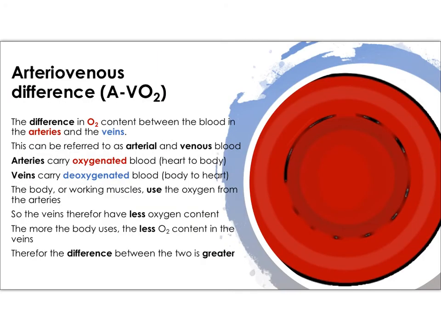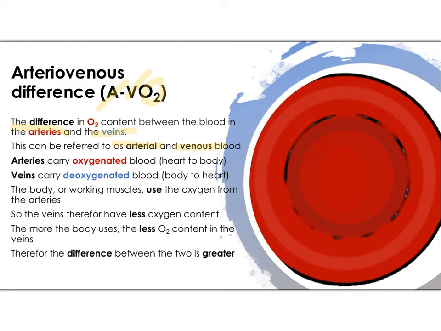Okay, we finish off with arteriovenous difference, AVO2. So the A stands for arteries, the V stands for veins, and the O2 stands for oxygen. So we're looking at the difference in oxygen content between the blood in the arteries and the blood in the veins. They will also refer to this as arterial blood and venous blood.